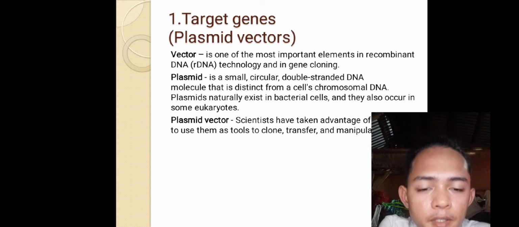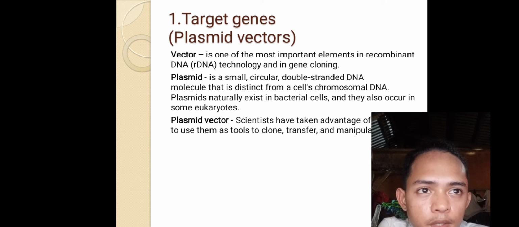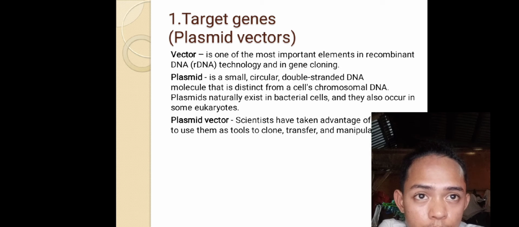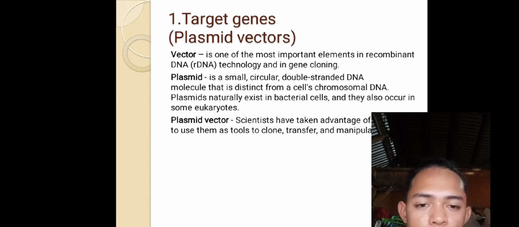Lastly, the plasmid vector. Scientists have taken advantage of plasmids to use them as tools to clone, transfer, and manipulate genes. A plasmid vector should contain an origin of replication that operates in the organism into which the cloned DNA is to be introduced. So let's have our next reporter.